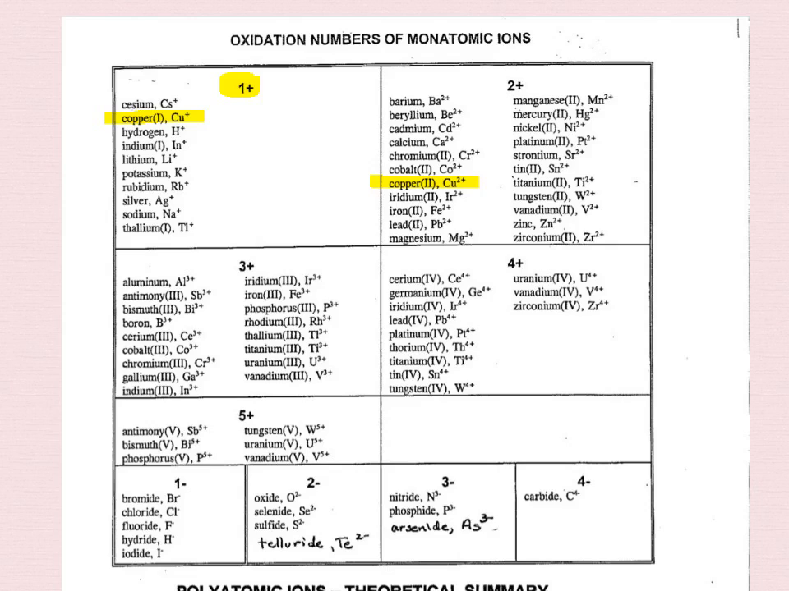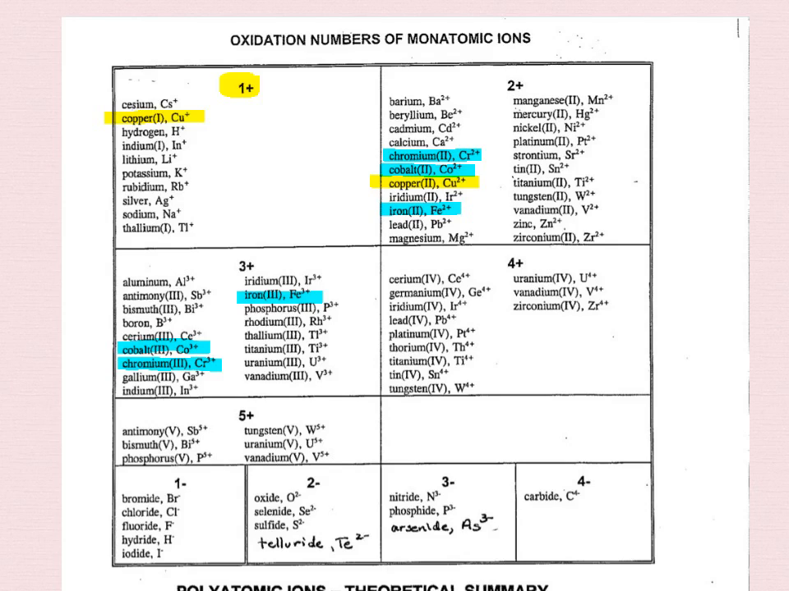For example, I can go to the table and I can find iron 2, and I can find iron 3. I could find chromium 2 and chromium 3. I could find cobalt 2 and cobalt 3. So it would be cobaltous, cobaltic, chromous, chromic. The ending changes. The lower is the OUS, the higher is the IC.